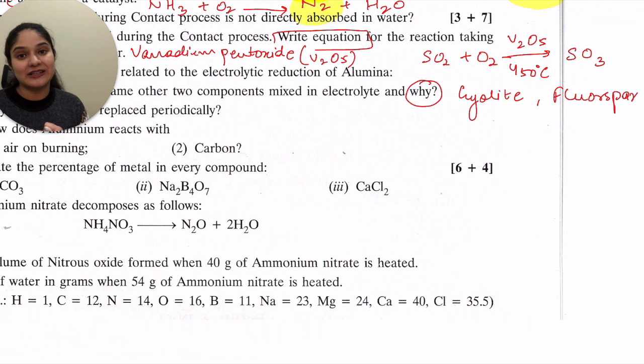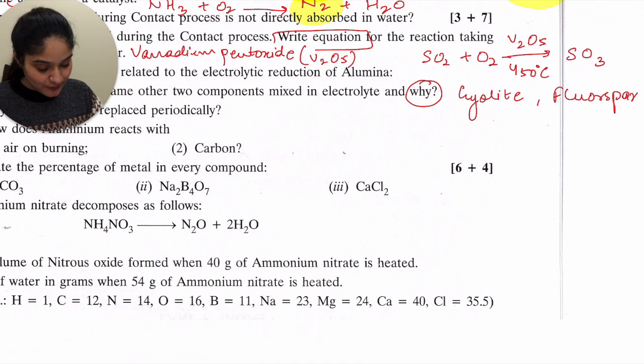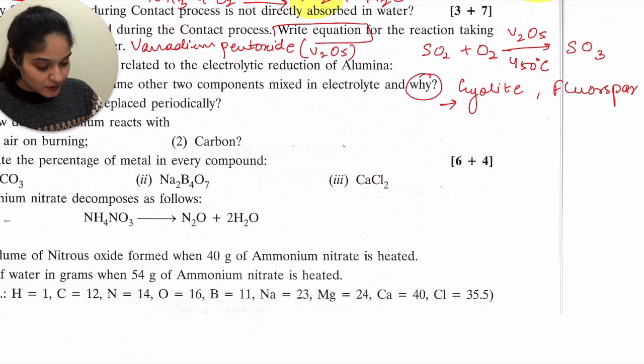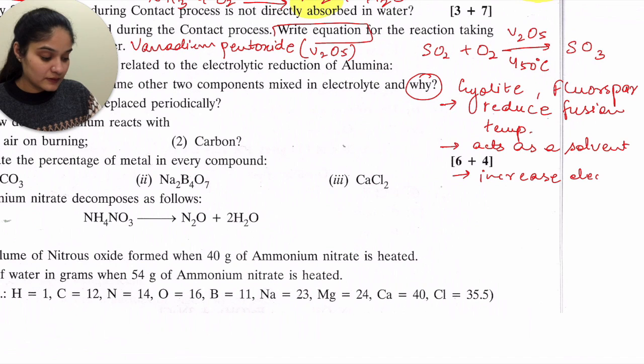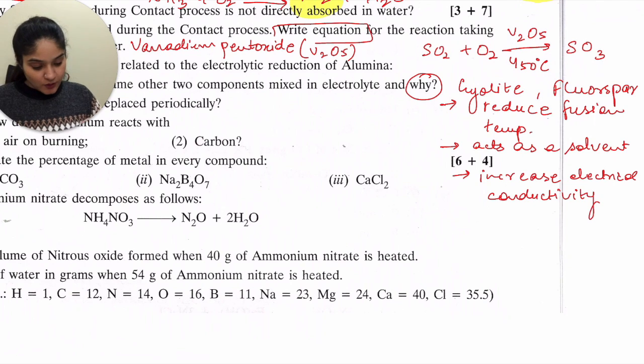The second reason is that cryolite also acts as a solvent. The third reason is that it increases the electrical conductivity of the electrolyte that we are using. Let me write all three reasons here. The first reason is reduce fusion temperature. The second is acts as a solvent. The third reason is increase electrical conductivity. Okay, now you have the three reasons.